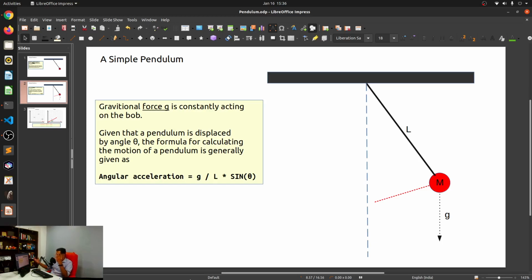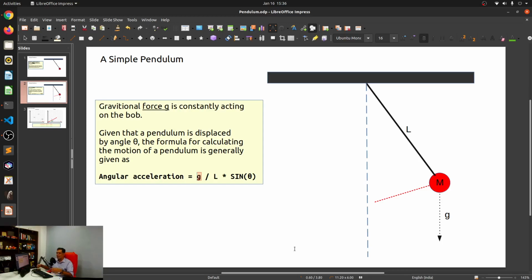Now let's look at the forces that are actually acting on this pendulum. So, the gravitational force G is constantly acting on the bob. Given that the pendulum is displaced by an angle theta, so for example, if this angle was theta, then the formula for calculating the motion of a pendulum is generally given as the angular acceleration is G.